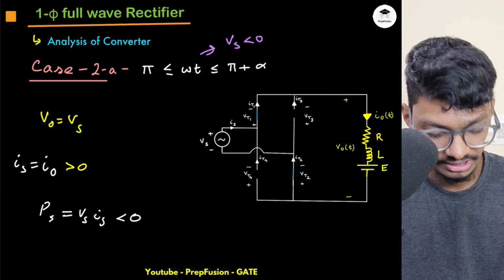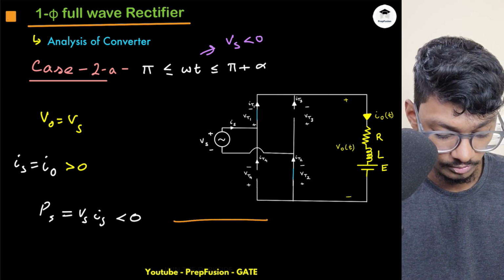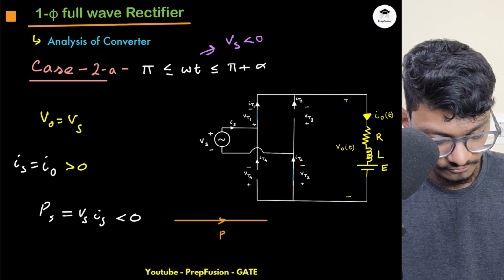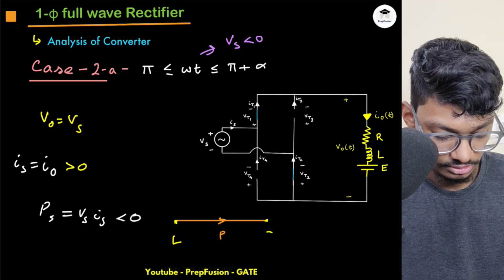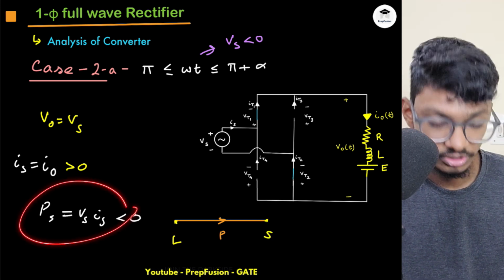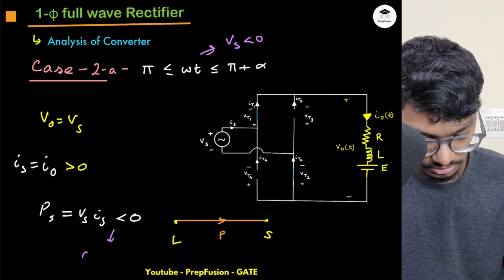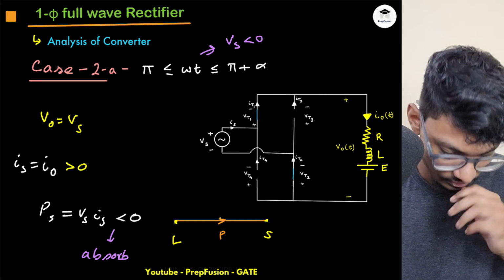So as Vs is negative, what will happen this time? What will be the direction of power flow? Power flow direction will be from load to source, because this is negative. That means the source is absorbing the power. That is what I know.